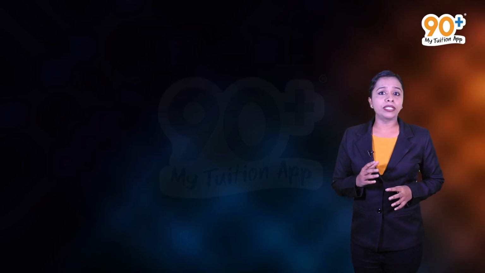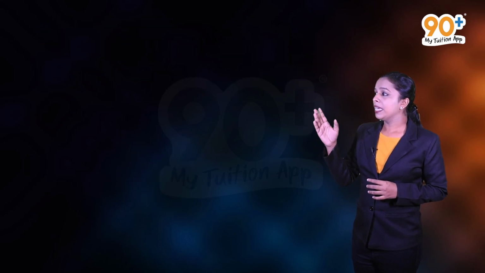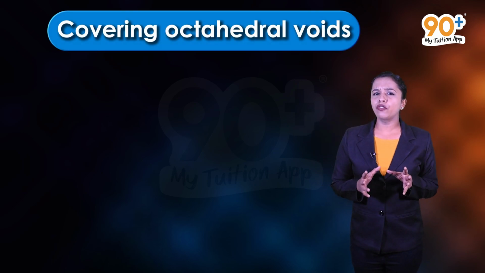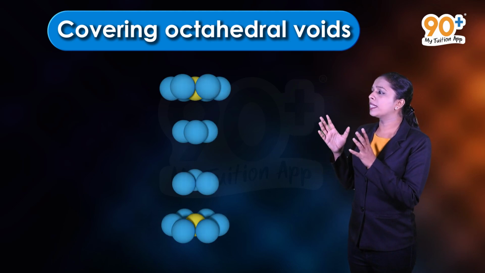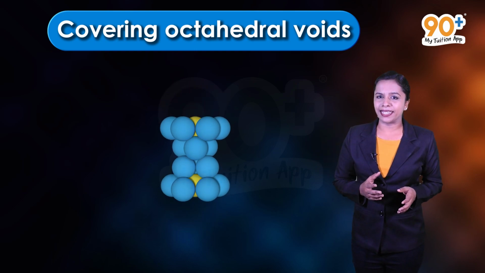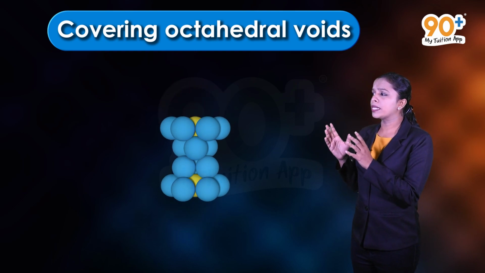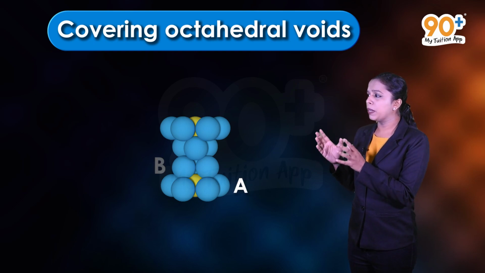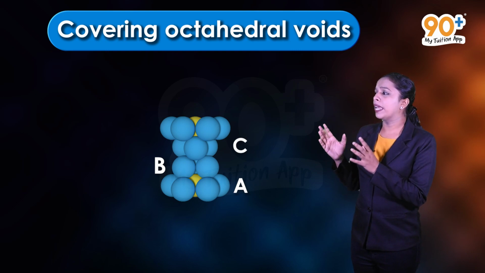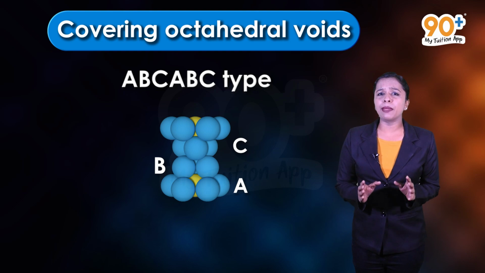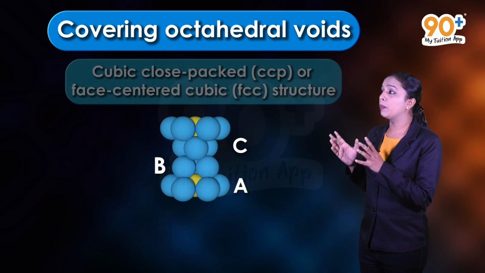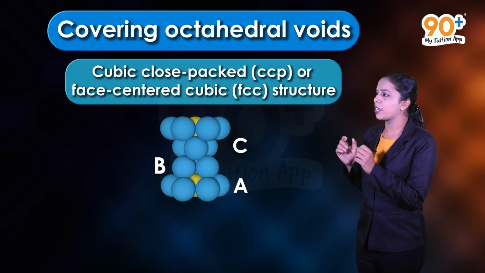Now let's discuss the next way, that is by covering octahedral voids. In this kind of close packing, the spheres of the third layer are not aligned with those of either the first or the second. Thus, if we name the first layer as A and the second layer as B, then the third layer will be named as C. This pattern of layers can be written as ABC type. This crystal structure is called cubic close packed or face centered cubic structure.